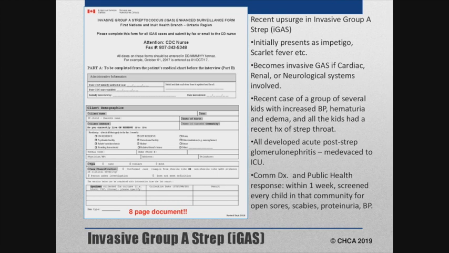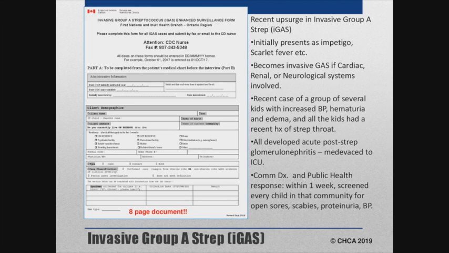There is an invasive group strep document. Just key information here, it is 8 pages long. As I mentioned, there has been an upsurge in invasive group strep infections, and so the initial presentation can be a very simple cut, impetigo, or scarlet fever, and then it becomes invasive when there are cardiac, renal, or neurological symptoms involved. A good example is a recent case of a group of several kids with increased blood pressure, hematuria, and edema, and all the kids had a recent history of strep throat.